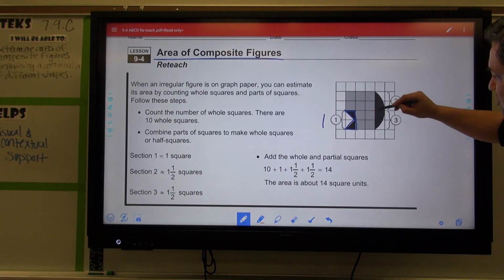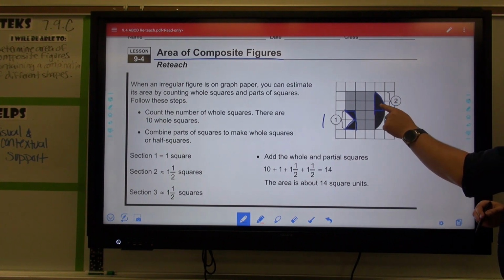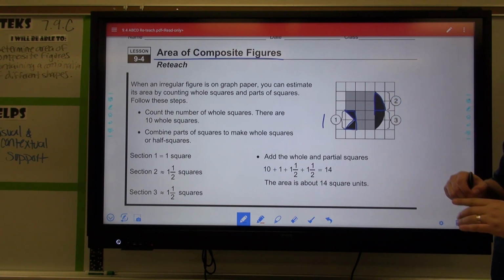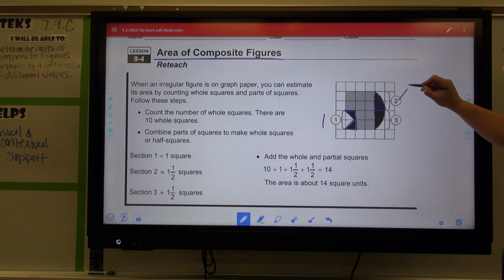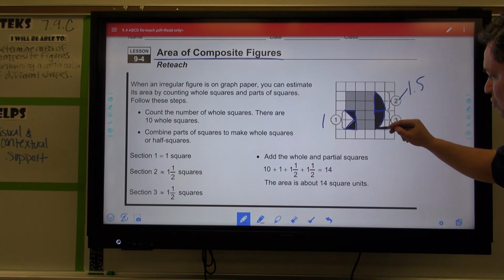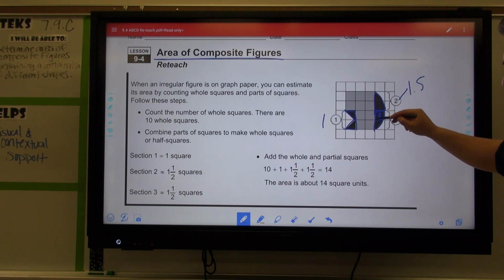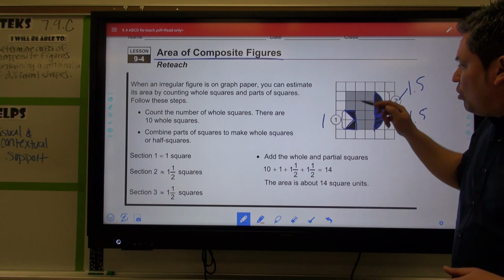Now if I look at this shape right here, section number 2, that little piece right there is almost a full square, and that's kind of curved, and it kind of makes a half of the square, right? So I'm gonna call this 1.5. Now this one also 1.5. So I'm gonna count this as if it was a whole, and like if it was half. So this is 1.5. Now all I gotta do is look at the whole squares right here.